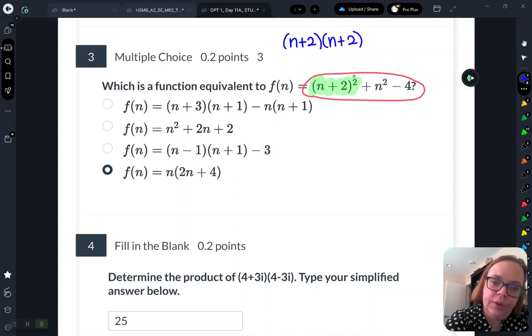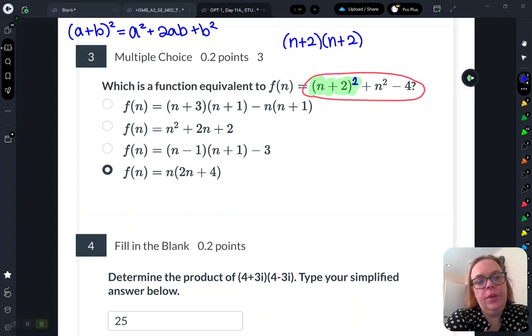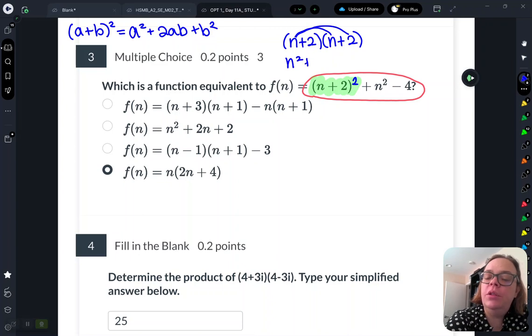That's what squaring means. You might know the formula (a plus b) squared equals a squared plus 2ab plus b squared. You could use that formula. I'm just going to go ahead and FOIL, so to speak, or just double distribution. n times n is n squared plus 2n. And then I'm going to do the 2. There's another 2n and a 4. So this part right here is equivalent to n squared plus 4n plus 4.